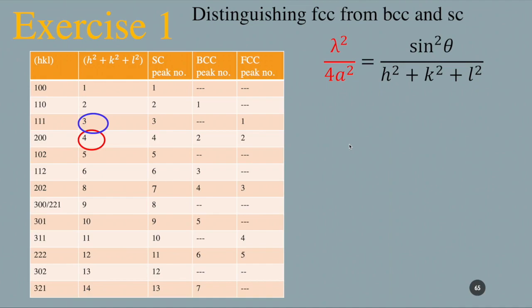Let's do some exercise related to the indexing. Now, we have these equations, where on the left hand side of the equation we have the wavelength of the x-ray radiation and the lattice constant. So this left hand side is constant, which means that the ratio of this should also be constant. So how do we distinguish face centered cubic from body centered cubic and simple cubic? There's a simple exercise.